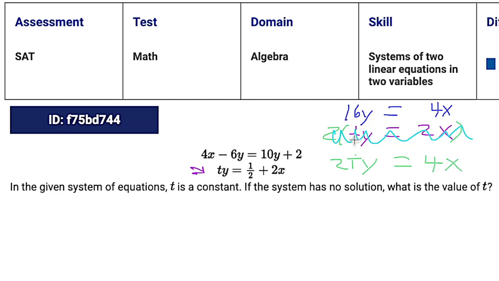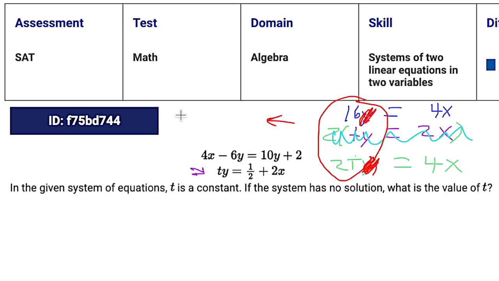That means that the y coefficient should also be matched up. So if we get rid of that y now, basically these should equal each other. Moving over here real quick, 16 equals 2t, which means t equals 8, right? We divide by 2. So our answer is 8.